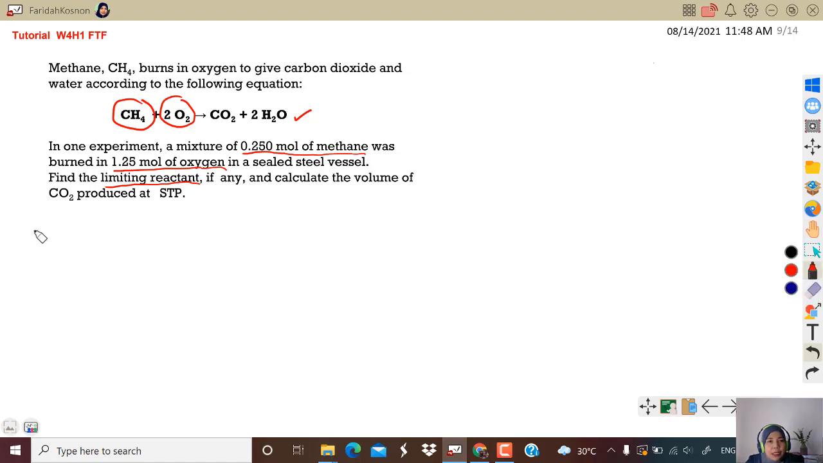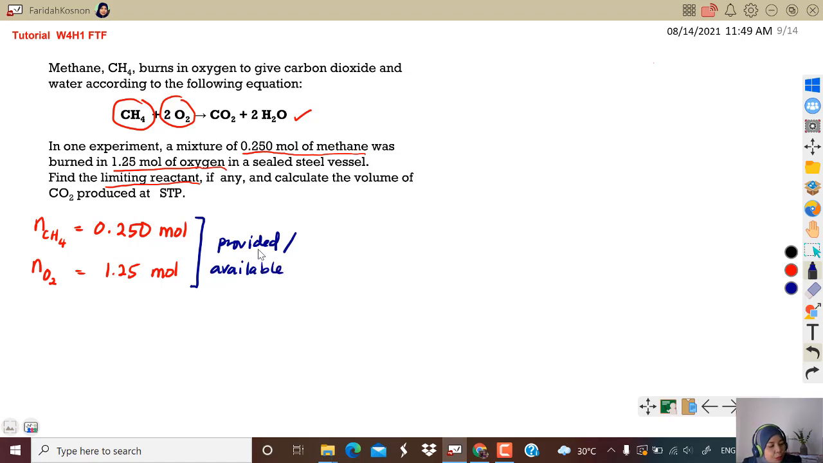Okay, so highlight ataupun you tulis semula the initial mole or mole available for each reactant. We have mole of methane here, which is 0.250 mole. So salin ikut figure dalam soalan tu. And then we have the mole of oxygen gas, which is 1.25 mole. Okay, so please bear in mind, this is mole provided. Yang awak ada, yang diberi pada awak ataupun available.